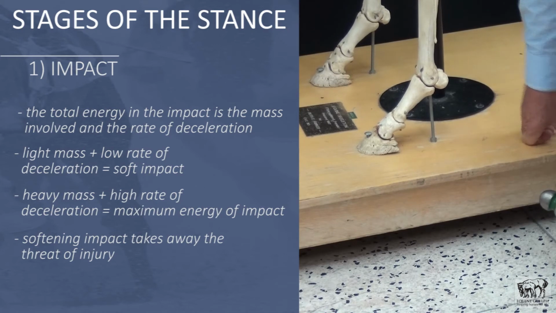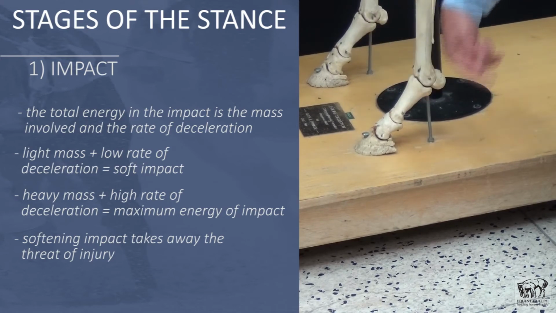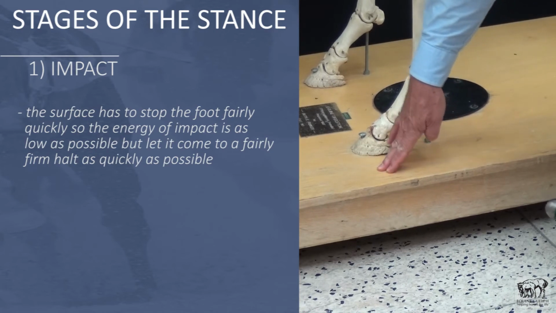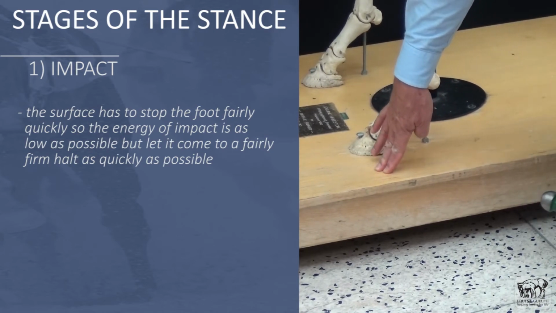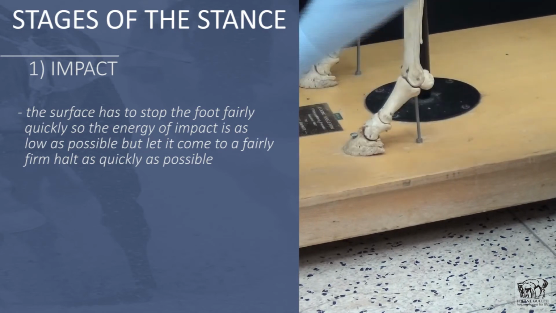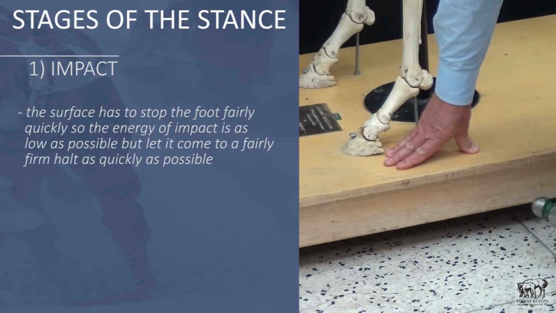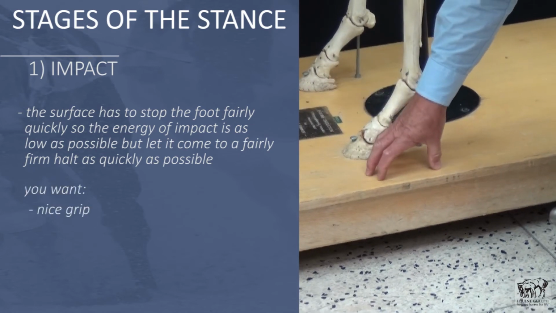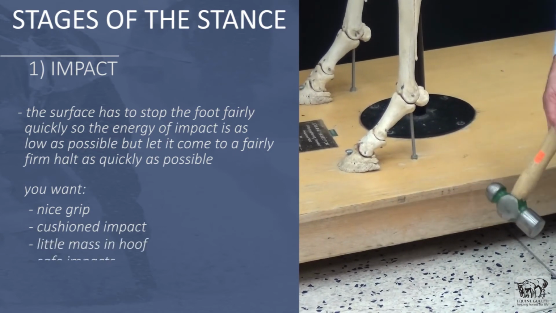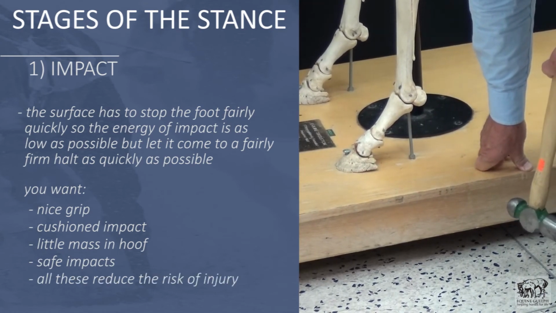You've got to be a bit cautious about that because if you make the surface way too soft, then it affects the later stages of the stance. So there's compromises you have to make. The surface has to stop the foot fairly quickly so that the energy of impact is as low as possible, but allow it to come to a fairly firm halt as soon as possible because you don't want that foot sliding out, and because that itself will cause its own problems. So you've got to have nice grip, cushioned impact, as little mass involved in the hoof itself as possible, safe impacts, but also reduce the potential for injury at this phase of the stance.